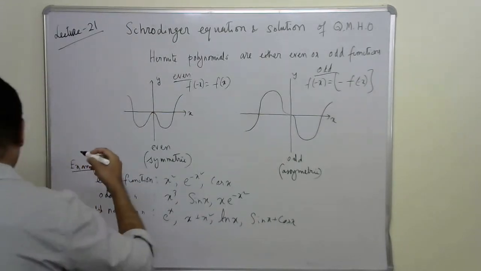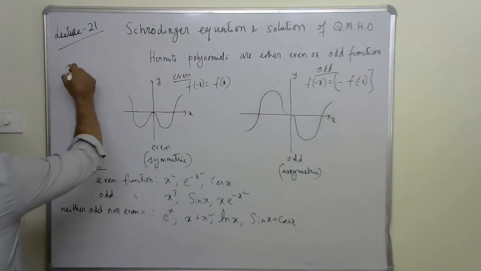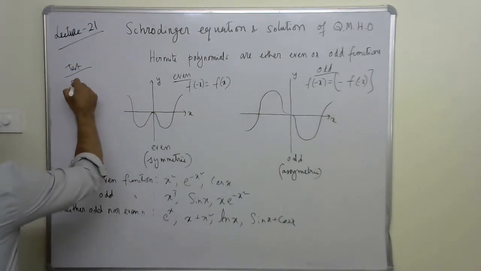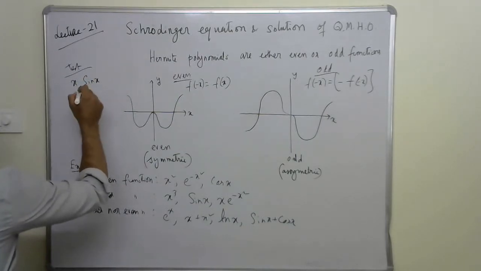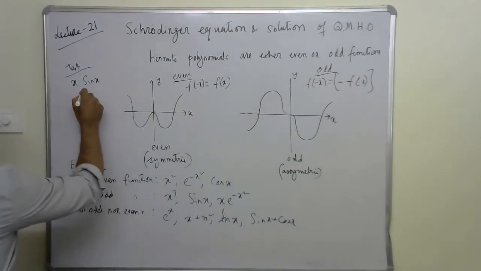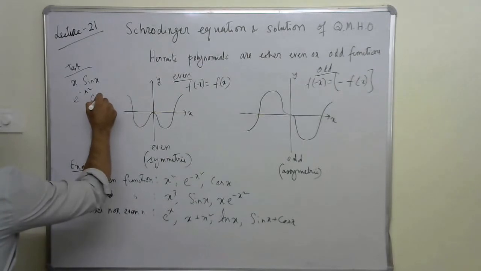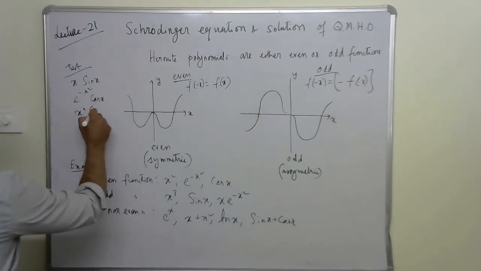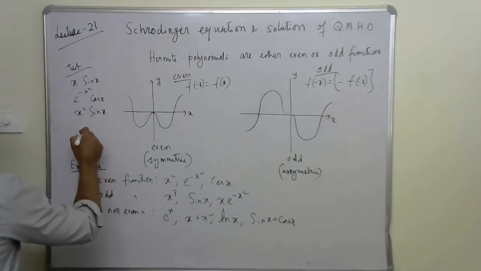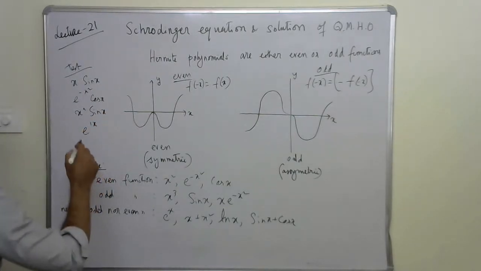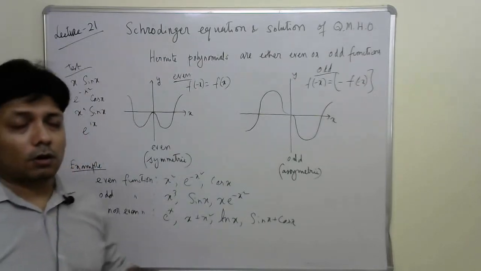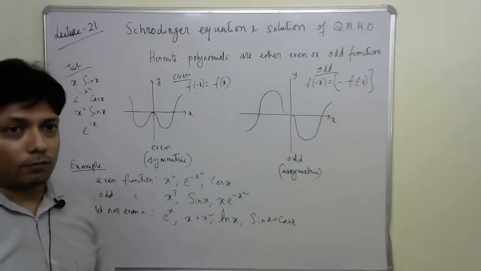So you can test whether the following functions that I'm giving you are odd or even: x multiplied by sine x, e to the power minus x square cos x, then x square sine x, and finally e to the power ix. Whether these functions are odd, even, or neither, you have to find out.